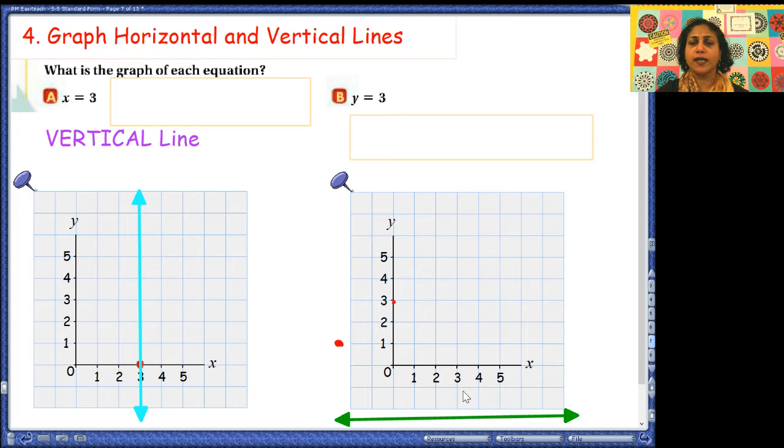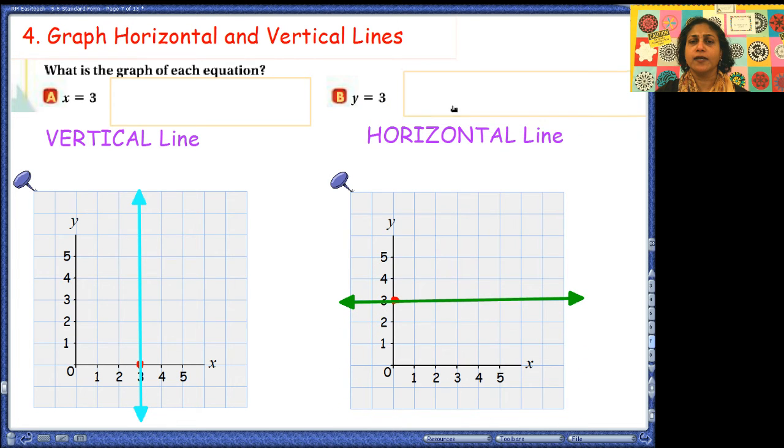Similarly, when y is equal to 3, you're going to plot the point where y is equal to 3, and through this you're going to get a horizontal line, and you're going to label the line as y is equal to 3. Along this line, every single y value is equal to 3.